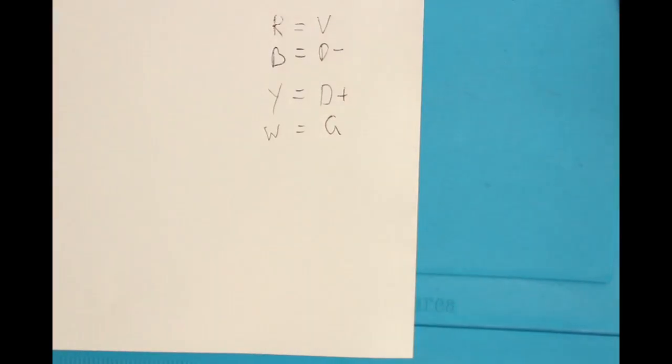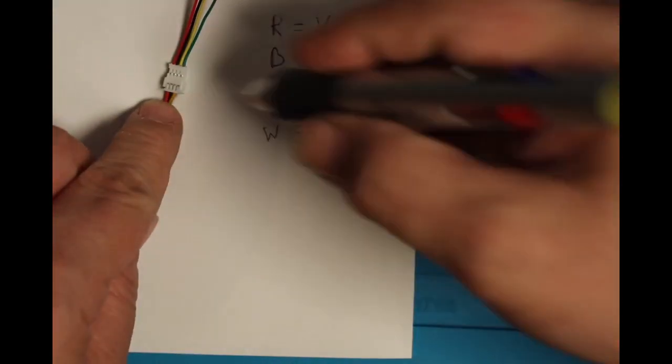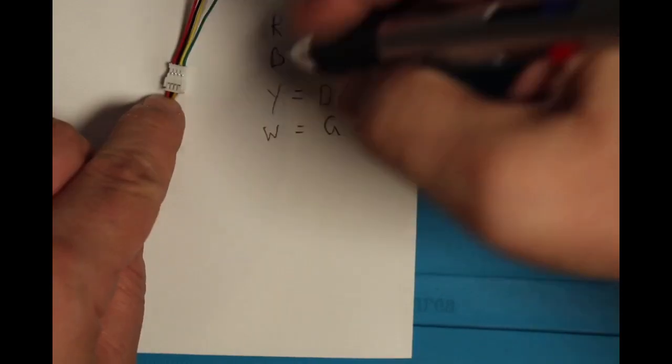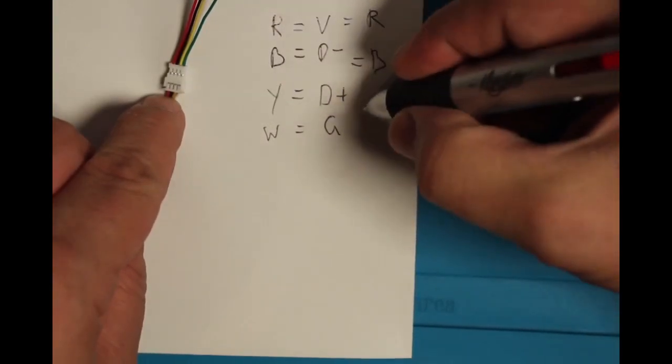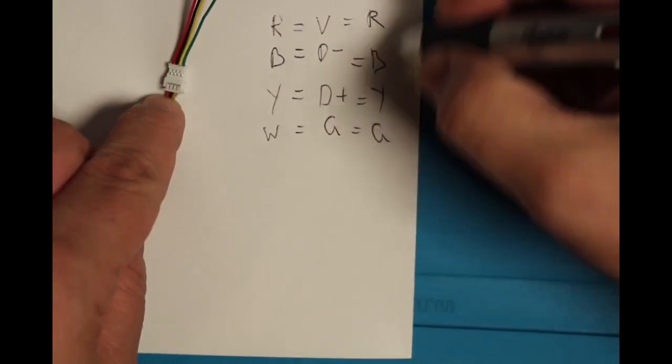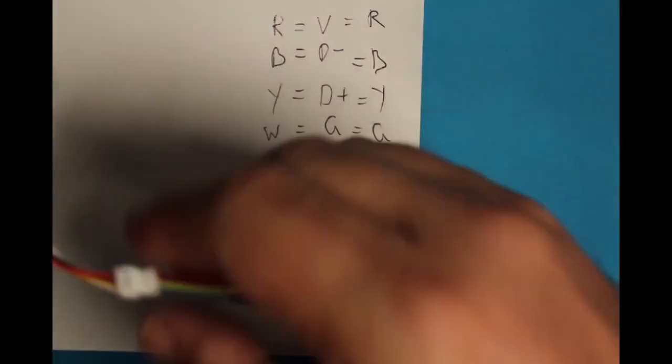So if you take now the other connector, as you can see, red remains the same. Black is black, this is also okay. Yellow is yellow. The only thing is that white gets green. So this is our layout.